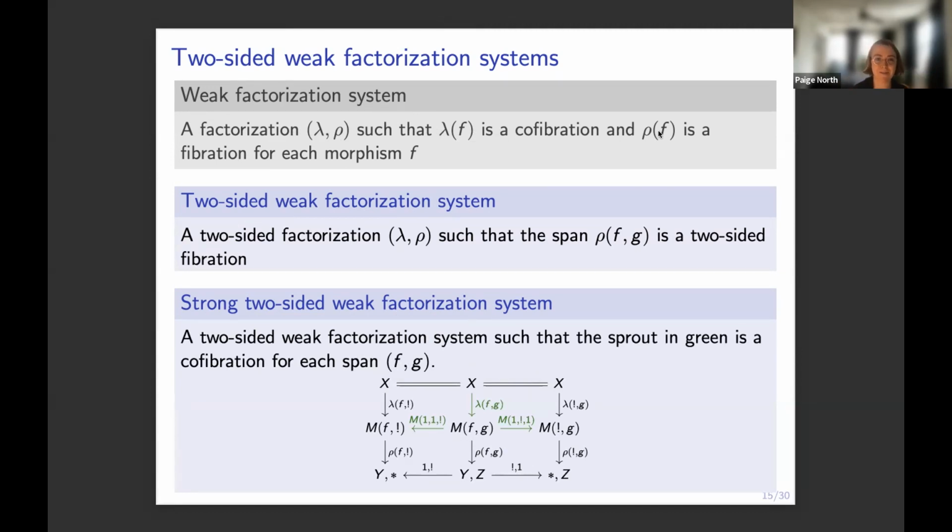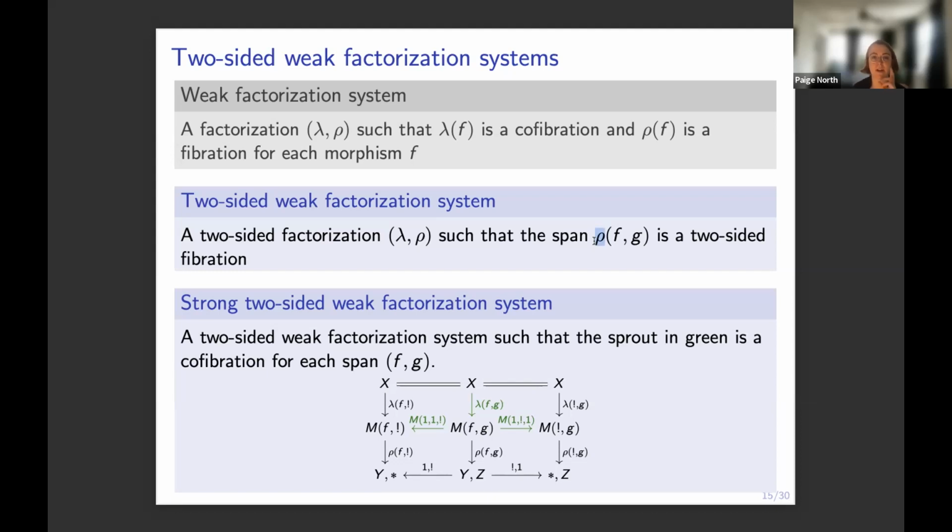Maybe I should say, when I say it's not always defined this way, I mean that this isn't the exact definition that's written down, but this is equivalent to any definition that I've seen written down for a weak factorization system. Okay, so we want to emulate this formulation of the definition. And we say that a two-sided factorization, lambda rho, is a two-sided weak factorization system if the span like this that we always get from a span FG is a two-sided fibration. I'm just saying that anything in the image of rho is a two-sided fibration.